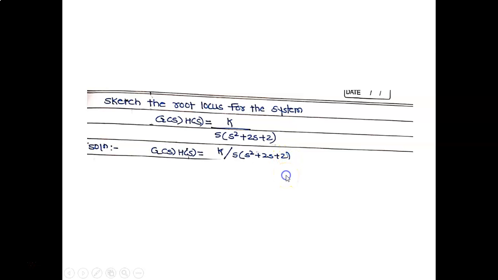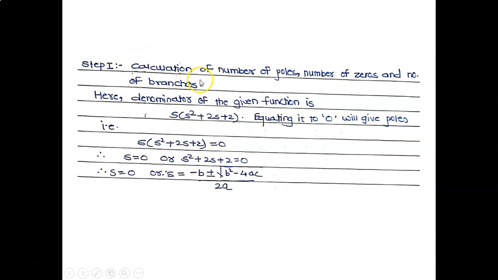Now, step 1 again, calculation of number of poles, number of zeros and number of branches. Here, denominator of the given function is s into bracket s square plus 2s plus 2. Equating it to 0, we will get poles, that is s into bracket s square plus 2s plus 2 is equal to 0. Therefore, first pole we are getting as s is equal to 0, and we will solve this quadratic equation. s square plus 2s plus 2 is equal to 0. Therefore, s is equal to minus b plus minus square root of b square minus 4ac divided by 2a.